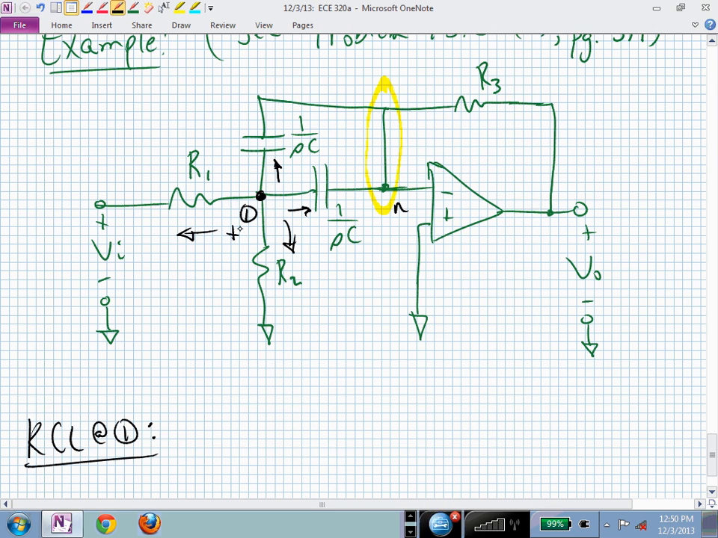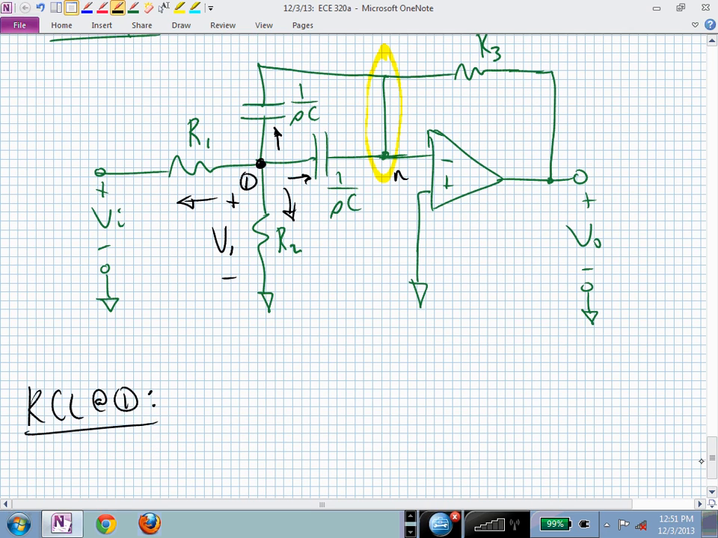And if that's my node 1, I can now label that as this voltage V1. Where, let's say, the current going from right to left through that horizontal resistor has a current of V1 minus V sub I over R1. The current going vertically down through R sub 2 is simply V1 over R sub 2.